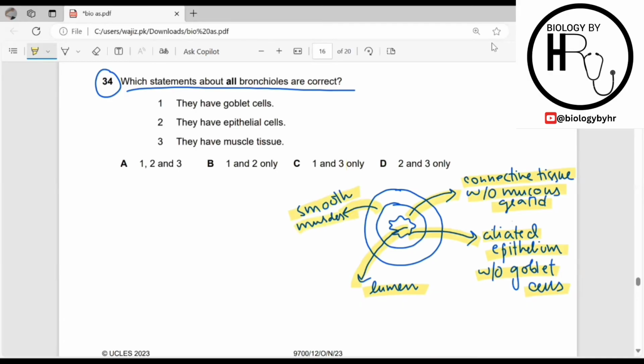So, do they have goblet cells? No, this statement is incorrect, as we know that the ciliated epithelium layer is without the goblet cells. They have epithelial cells. Yes, this is correct because the innermost layer we have studied has epithelial cells, to be more specific, ciliated epithelial cells. They have muscle tissue. Yes, they have muscle tissue, which is the outermost layer. So hence our answer over here would be option D, 2 and 3 only.